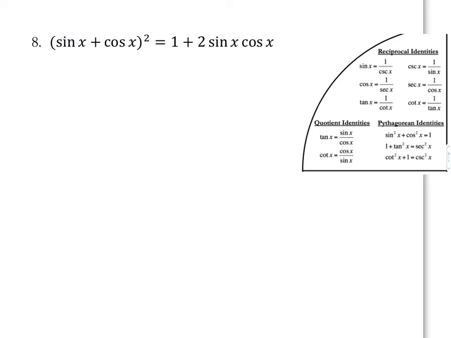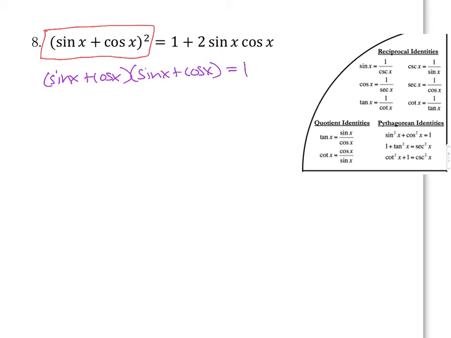Alright, here is number 8 for those of you that need to see number 8. This is similar to the second one on yesterday's class kick. So the big deal with number 8 is dealing with the sine x plus cosine x in the parentheses. That's where we would want to focus. Since it has the parentheses with the squared on the outside, that means we want to write that twice. That's really sine x plus cosine x times another sine x plus cosine x. And in the end, that's supposed to equal 1 plus 2 sine x cosine x.